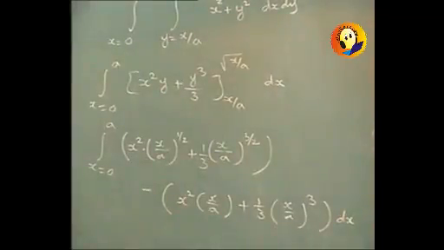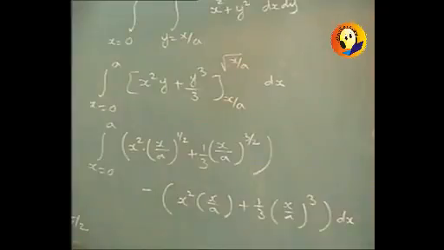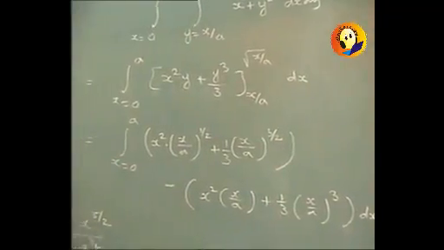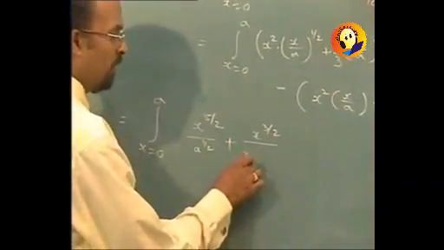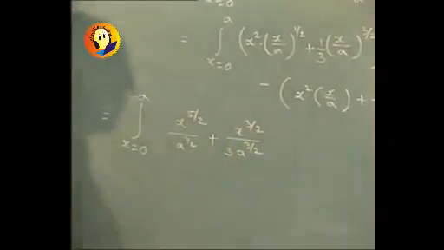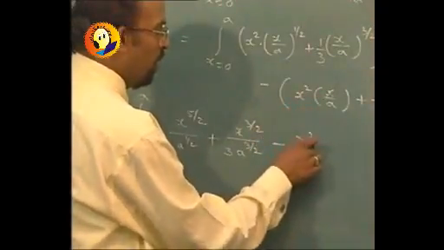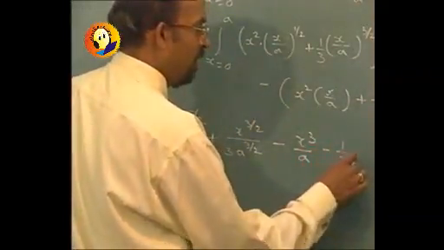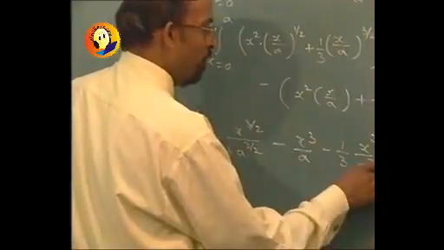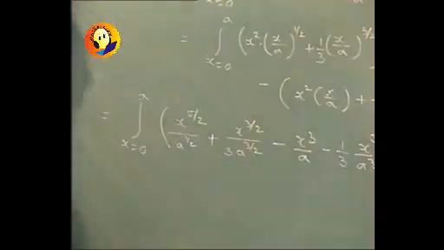This can be simply written as x equal to 0 to a. First term will be x square into x raised to half, so x raised to 5 by 2 upon a raised to half. Second term can be written as plus x raised to 3 by 2 upon 3 a raised to 3 by 2. This is minus only. X cube upon a will be the third term, and minus 1 by 3, it will be x cube upon a cube is the last term, to be integrated with respect to x.